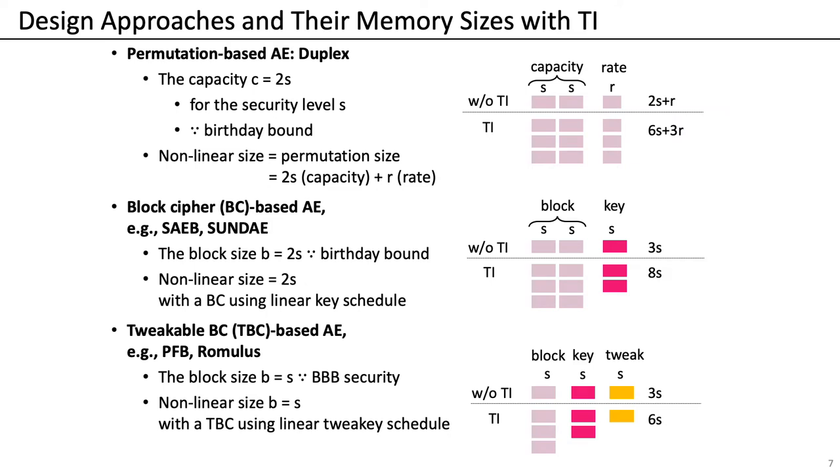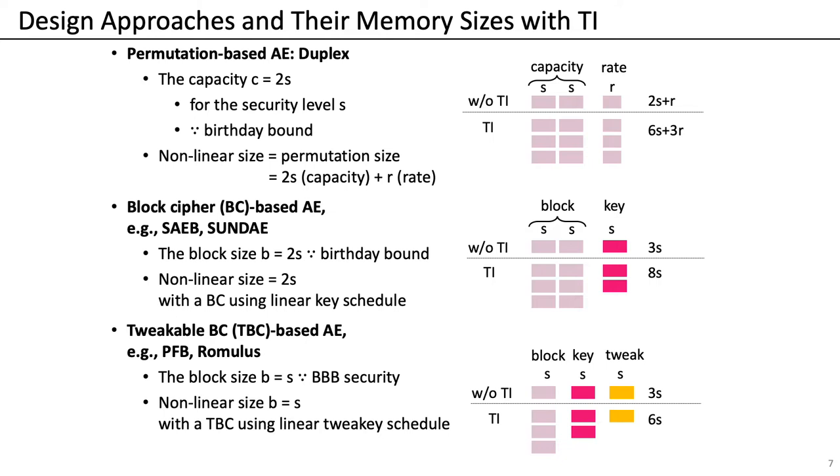We compare different design approaches and their memory sizes with TI. In permutation-based design like duplex, the capacity C should be 2S for the security level S because of the birthday bound. So the nonlinear size equals the permutation size, and it is 2S plus R. In block cipher based design like SAEB or Sunday, the block size B should be 2S, again because of the birthday bound.